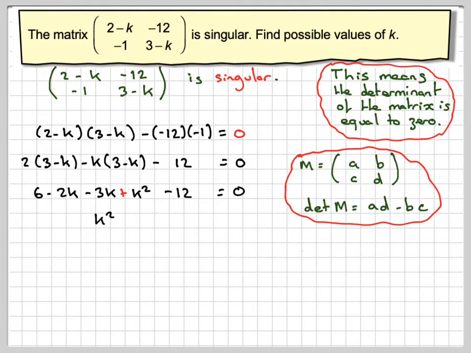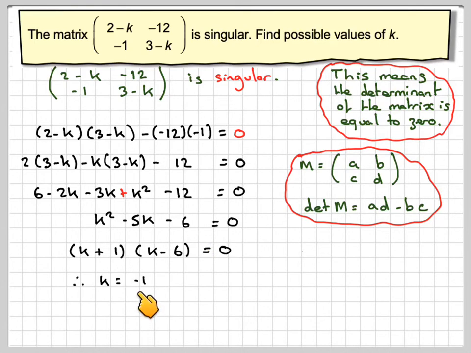So we're going to get k squared minus 5k, and minus 12 plus 6 gives me minus 6, is equal to 0. This factorizes nicely into k plus 1, k minus 6. We just check that. K squared minus 6k plus k will give minus 5k, and 1 times minus 6 will give me minus 6. So that gives me the possible values of k are minus 1 or k is equal to 6.